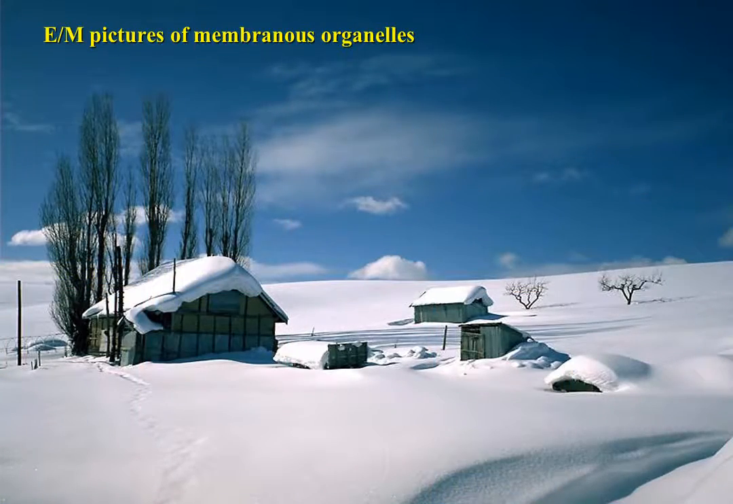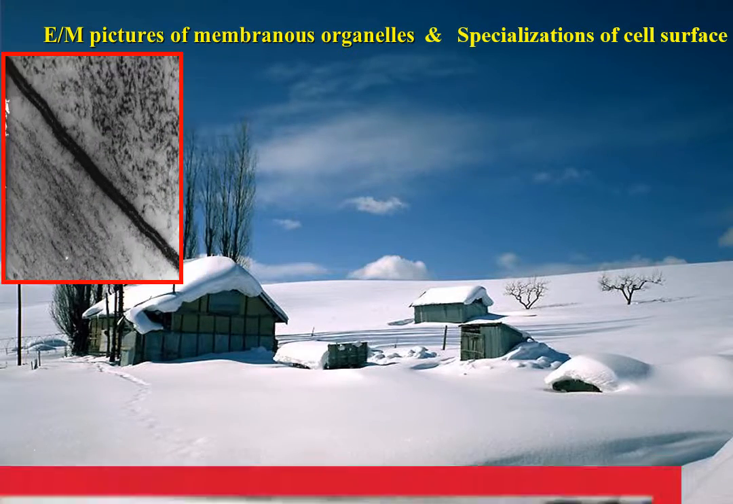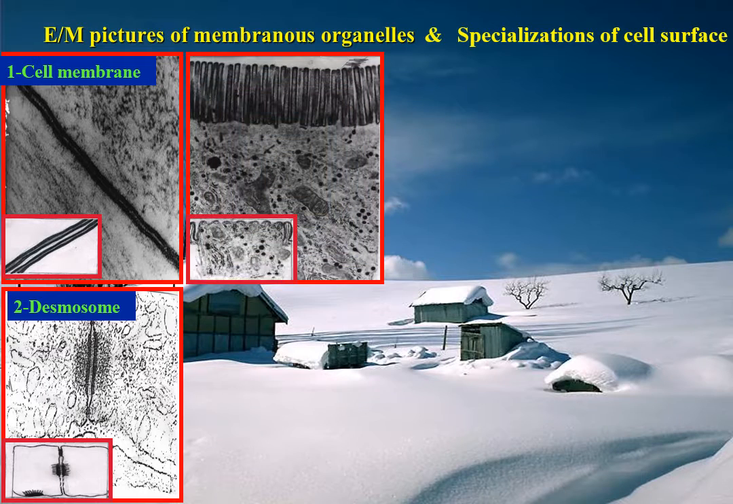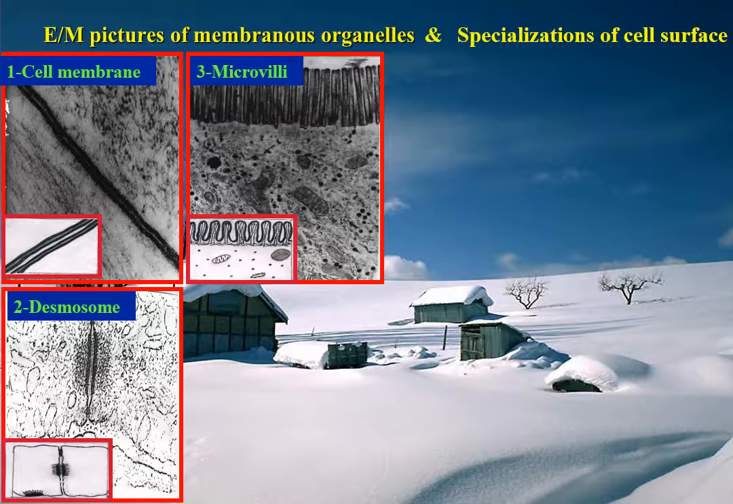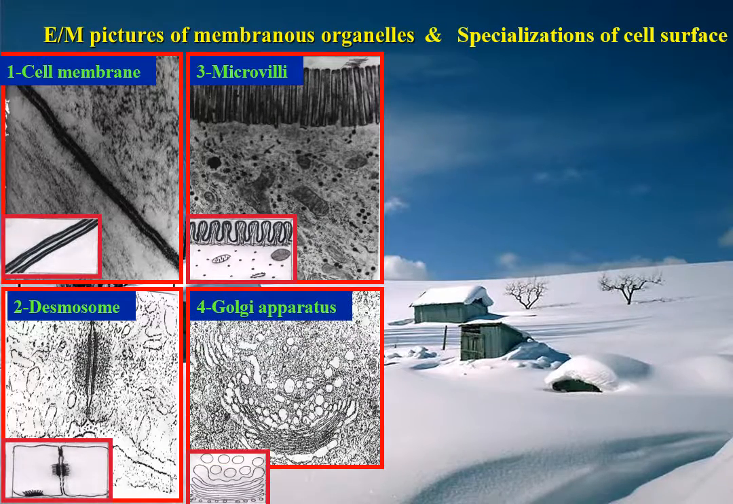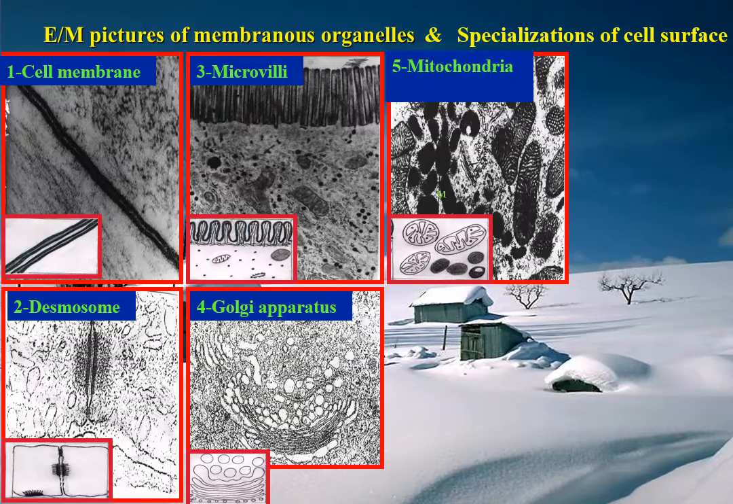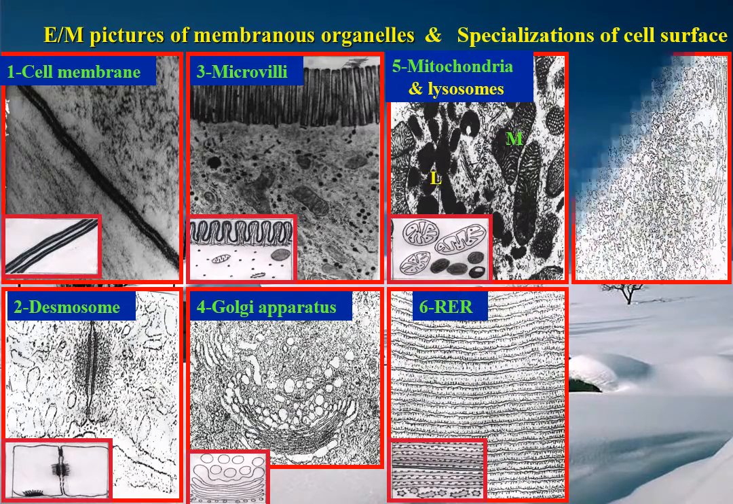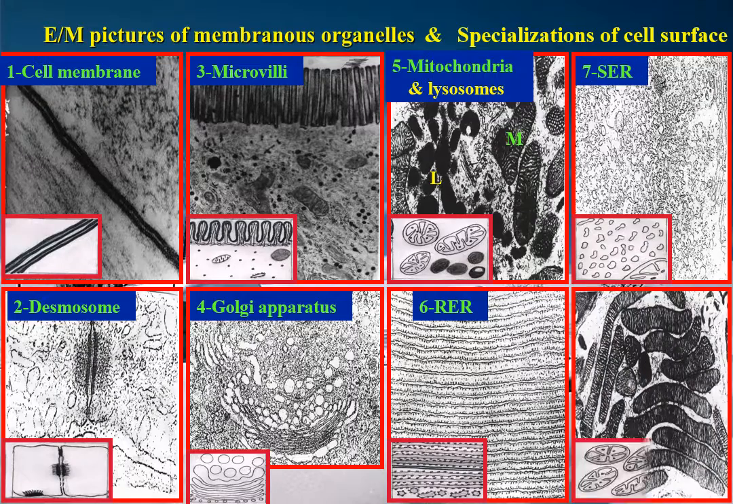Electron micrograph pictures of examples of membranous organelles and some specializations of the cell surface. Cell membrane, desmosome, a specialization of the lateral surface. Microvilli, specialization of the apical surface. Golgi apparatus, mitochondria and lysosomes, rough endoplasmic reticulum, smooth endoplasmic reticulum, mitochondria.